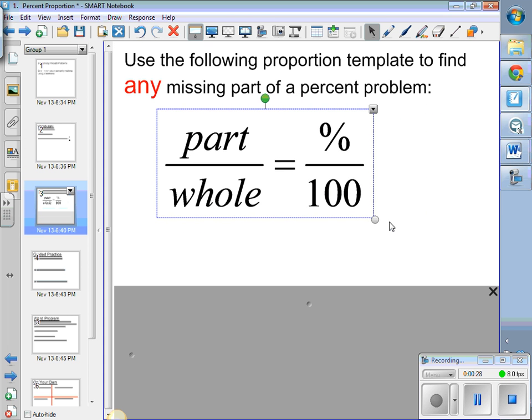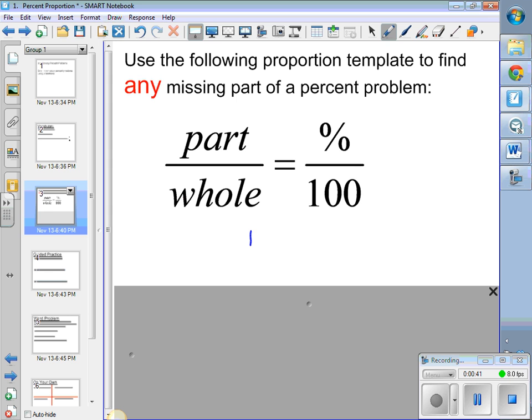Alright, so use the following proportion template to find any missing part of a percent problem. So you have part over whole equals percent out of 100. You will also have, probably, "is over of" equals percent over 100. Okay? Alright, moving on.